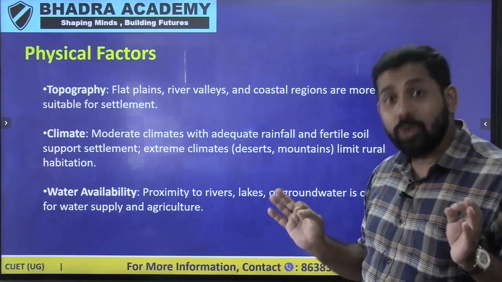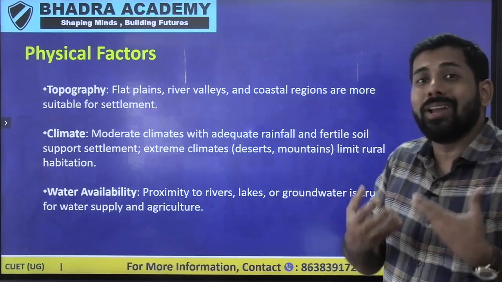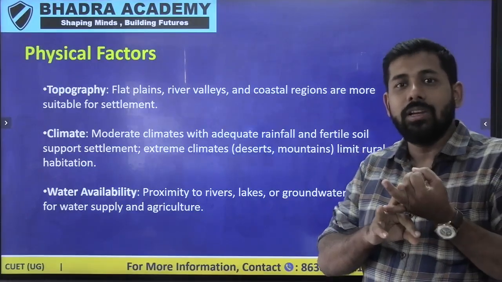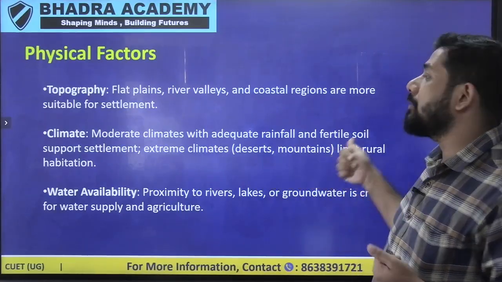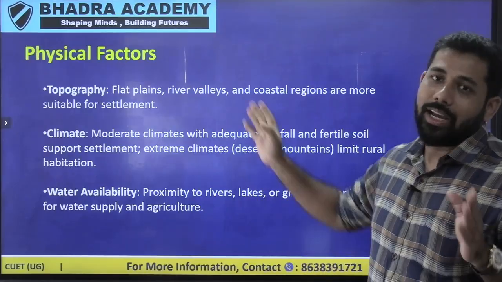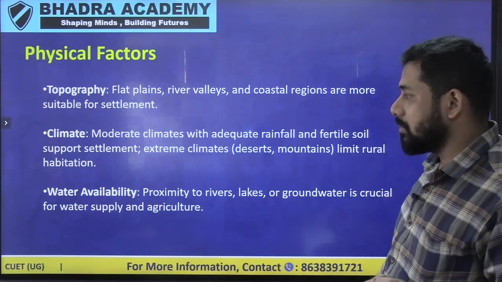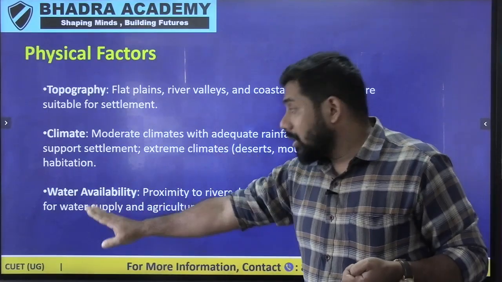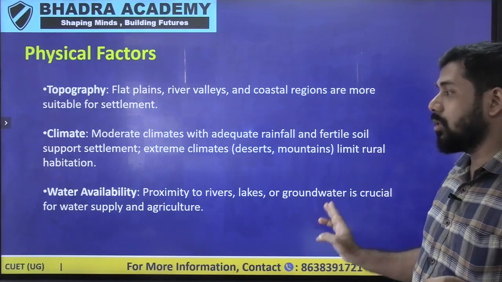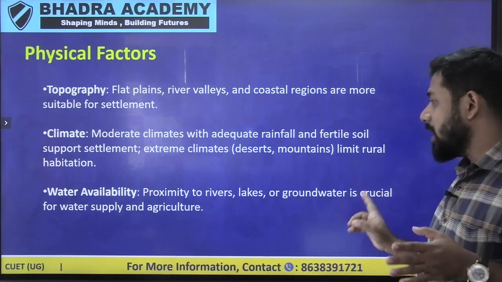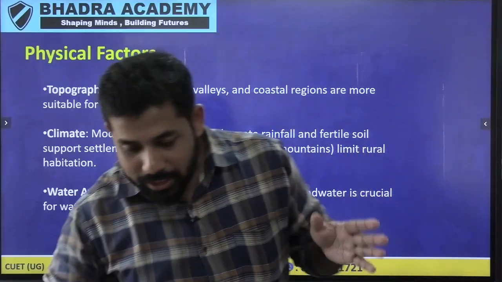In fact, if I talk about rural settlement, what is a rural region? It is a region where the maximum number of people are involved in primary activity, it may be agriculture, it may be fisheries, right? So yes, they need water. That is why, with adequate rainfall and fertile soil, that region is suitable for people to settle there. Likewise, water availability, proximity to rivers or lakes or groundwater, is extremely crucial for water supply and agriculture. So yes, these are the physical factors.